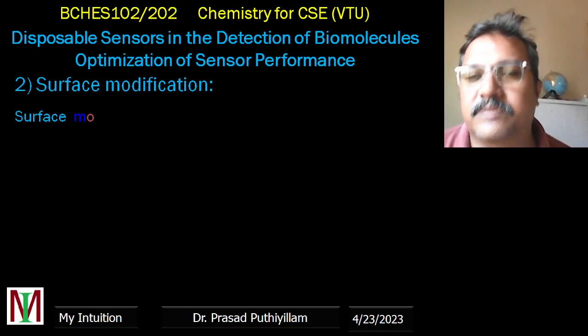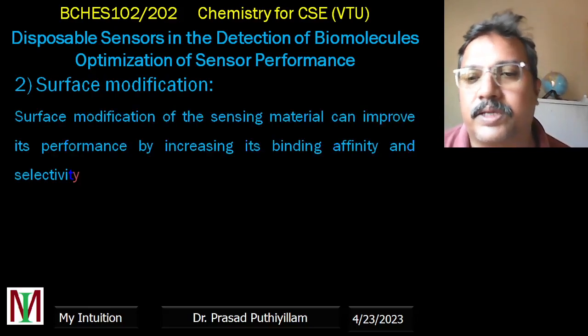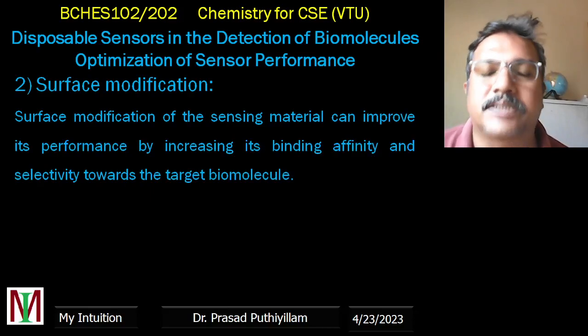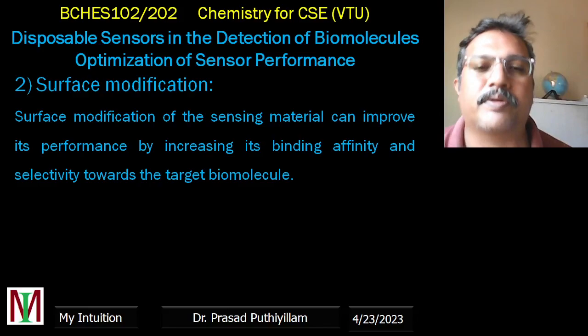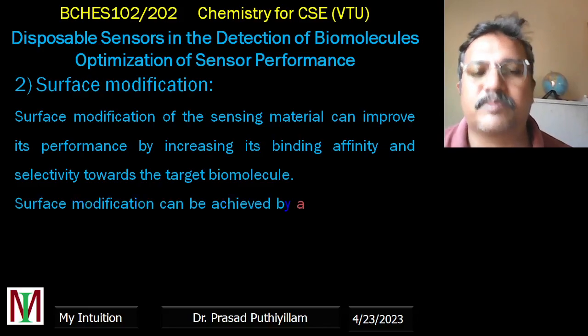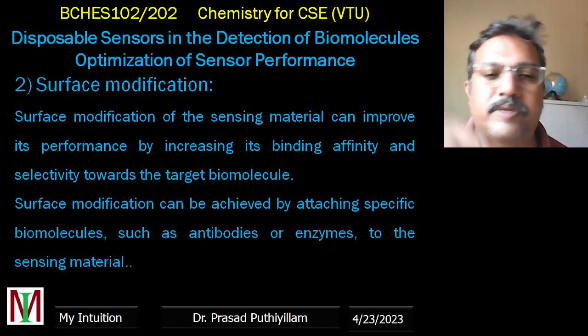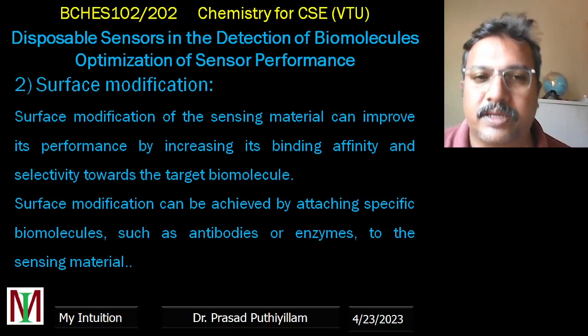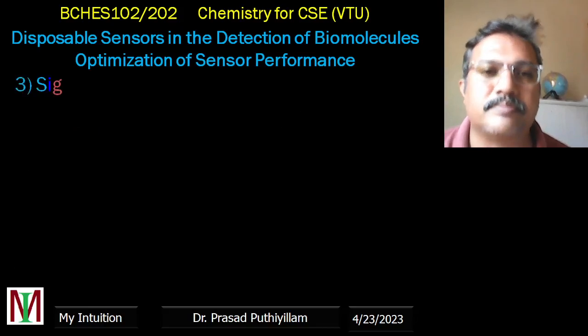Surface modifications we have to do. The required surface modification will improve the binding affinity as well as the selectivity of the sensor towards the biomolecule that we want to detect. Surface modification can be achieved by attaching some functional group or a specific biomolecule to the surface of the sensor, such as antibodies or enzymes on the sensing material.